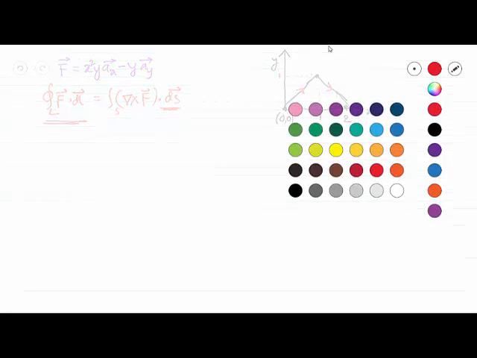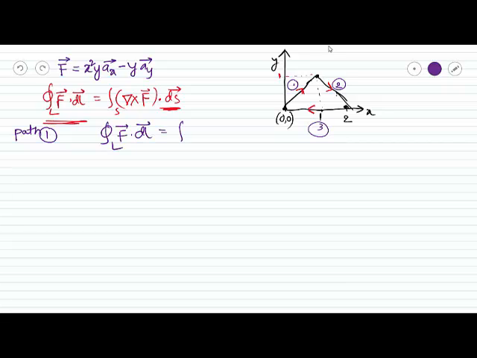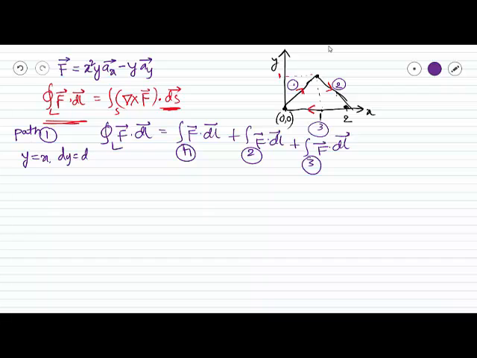Let us divide this into 3 paths, 1, 2 and 3. Before that, we have to break this integral into 3 integrals. So the closed integral of F bar dot dL bar is equal to the integral over L1, or path 1, of F bar dot dL bar, plus path 2 F bar dot dL bar, plus path 3 F bar dot dL bar. Now consider path 1. What is path 1? This is 0 comma 0 and this is 1 comma 1. As x is changing from 0 to 1, y is also changing from 0 to 1. So for path 1 I can write y equal to x, therefore dy is equal to dx.